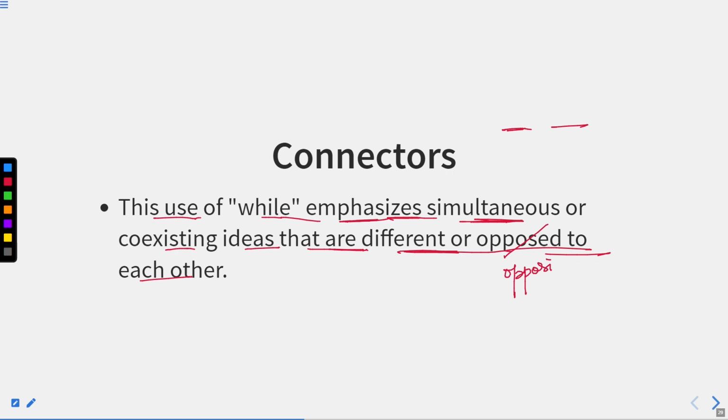Whatever the statements or ideas are with us, they are opposite to each other. It means we are simply using this word to compare two situations. Okay, to compare two situations.